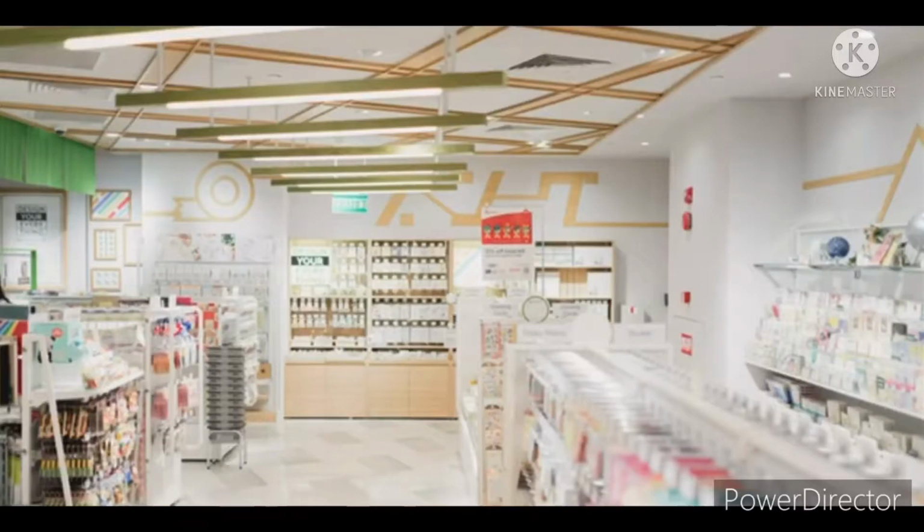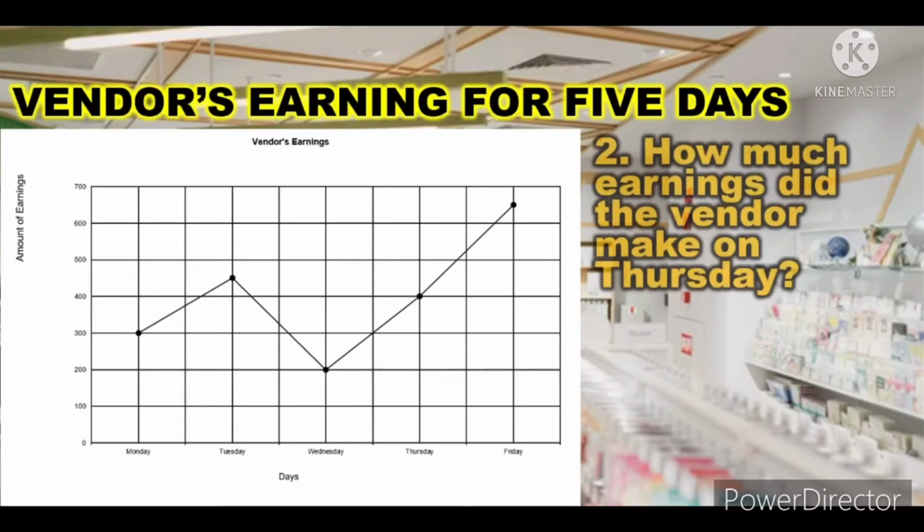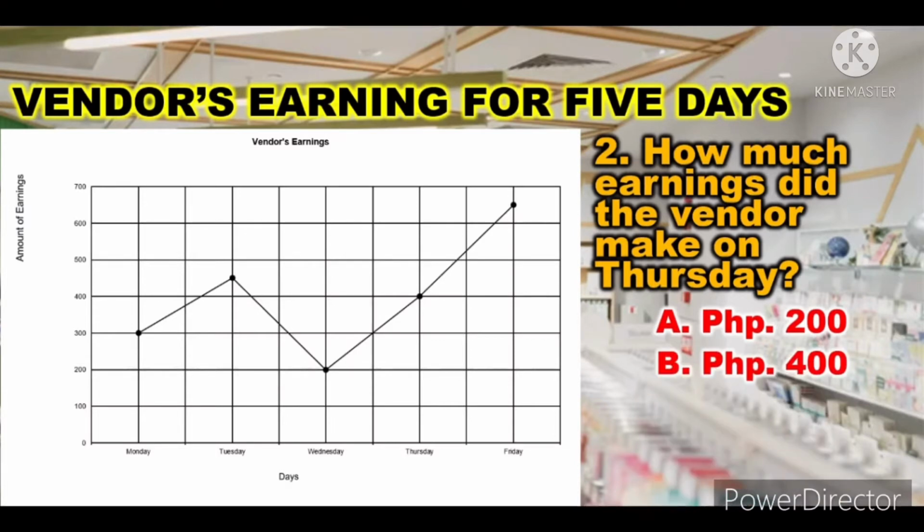Next, question number 2. The line graph shows the vendor's earning for 5 days. The question is, how much earnings did the vendor make on Thursday? A. 200 pesos. B. 400 pesos. C. 500 pesos. And letter D. 600 pesos.